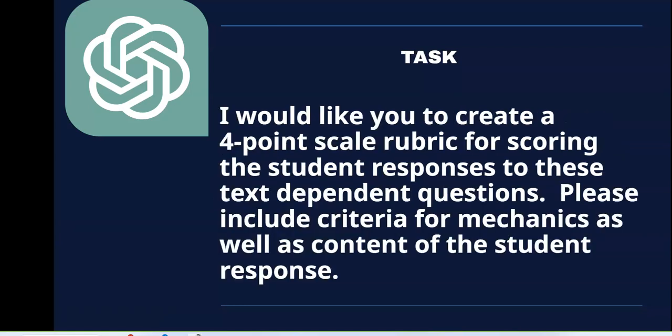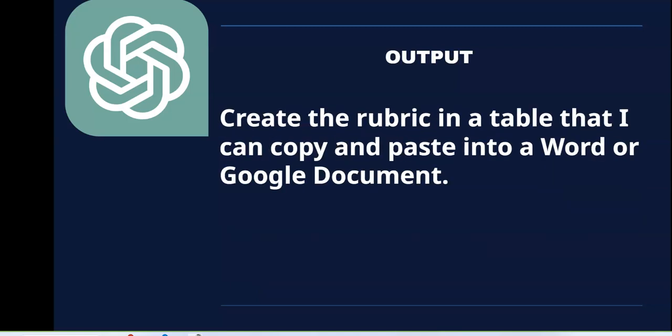So what we do want to do is tell it that we want to create a 4-point rubric for scoring student responses to the text-dependent questions it just created. Please include criteria for mechanics as well as content for the student response. And then we want to output it in a table that I can copy and paste into a Word or Google document. As I said before, the paid version of ChatGPT will create that Word document for you, but we are using the free version, so we do have to tell it to put it into a table to make it easier to paste it.